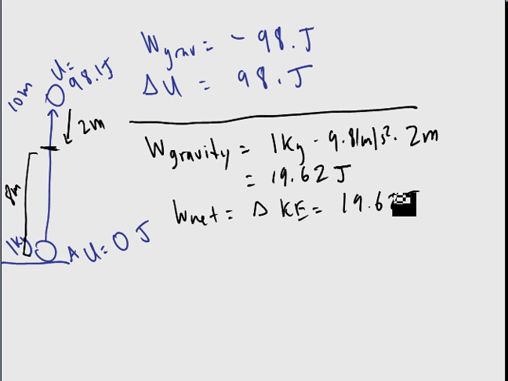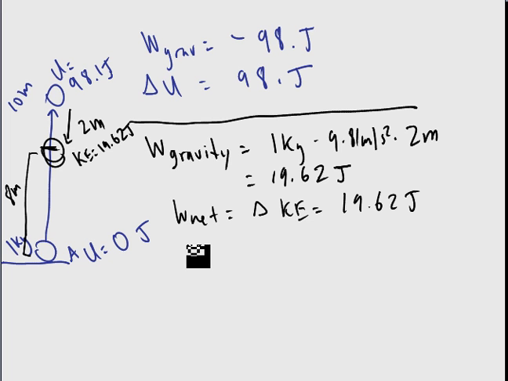And if it were initially at rest at the top, now when the ball's here, we know that it has 19.62 joules of kinetic energy. Where did that kinetic energy come from? Well, it must have come from somewhere. It came from potential energy.